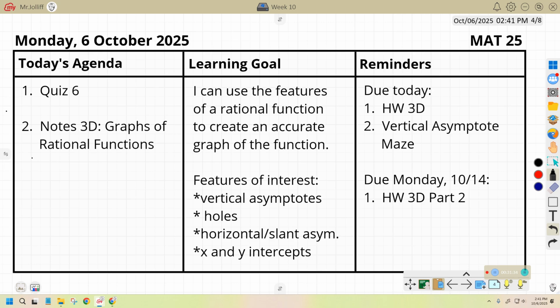You do have some homework due today. 3D, which is a practice with those asymptotes and holes from last week. That's due today. If you were here on Friday for the vertical maze, please turn that in today. If you have questions, I have a meeting immediately after school, but starting at about 4:30 onward, I'll be available in ASB. Okay? Otherwise, you can catch me tomorrow morning or send me an email.